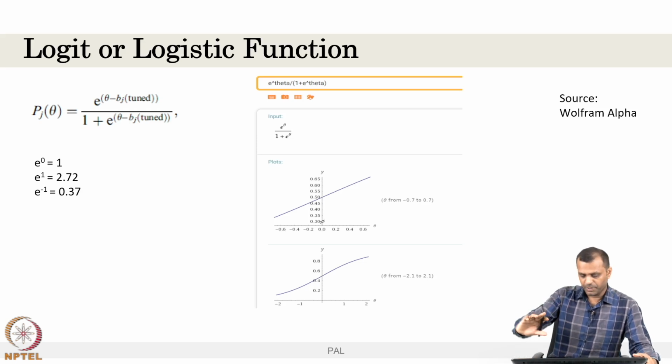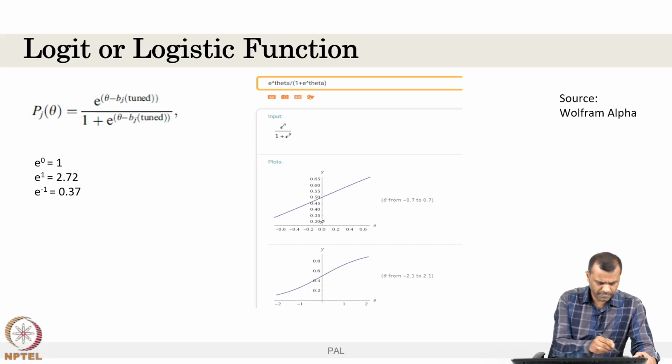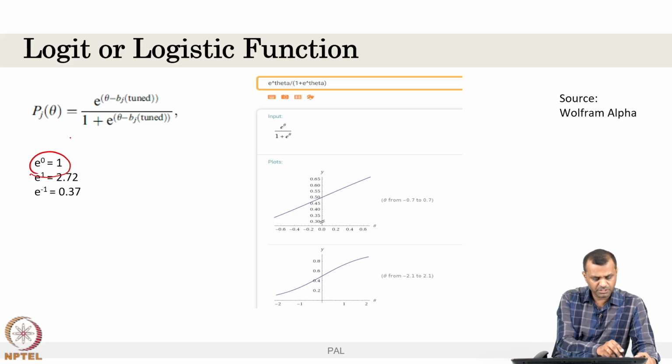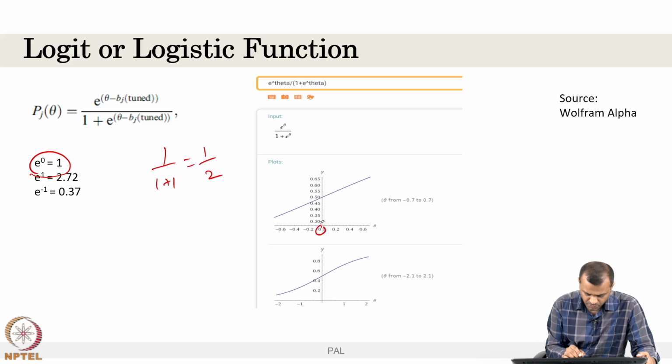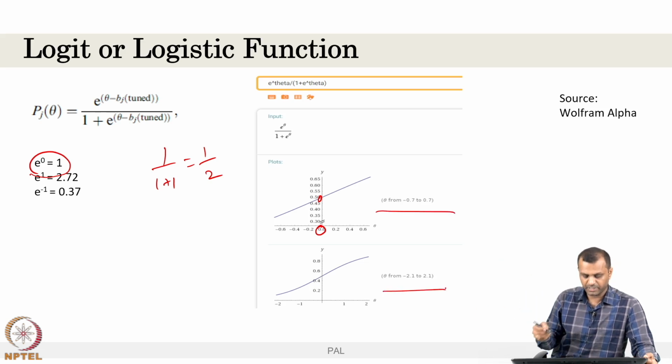So before we jump into this, I just used Wolfram Alpha to show that e power 0 is equal to 1, and if I do e power 0 divided by 1 plus e power 0, it will be 1 by 1 plus 1, 1 by 2, which is 0.5. So for 0, this will be 0.5, correct? When I change the value to 1, 2, 3, minus 1, minus 2, it will give different values.